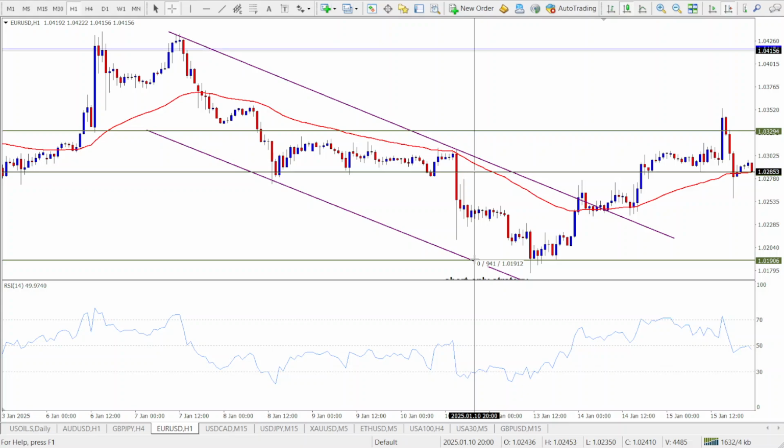So that's a good one. Risking 43 to make about 93, because the minimum risk to reward ratio I recommend is 1 to 2. So ideally, the minimum profit target should be 2 times 43 pips, which is going to be 86.